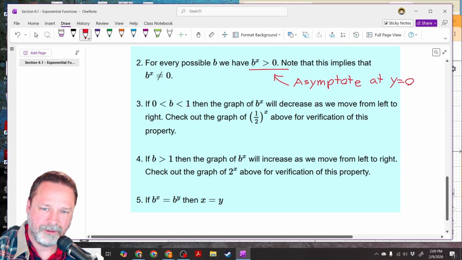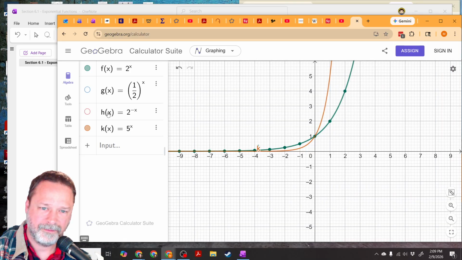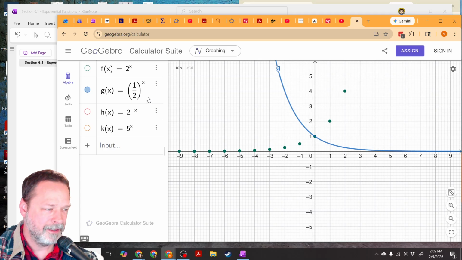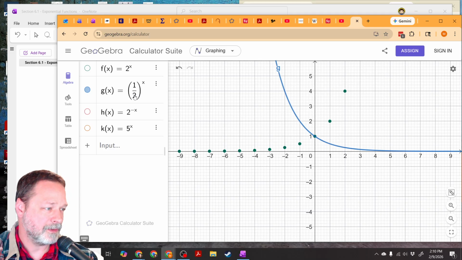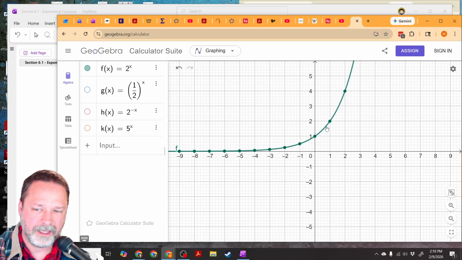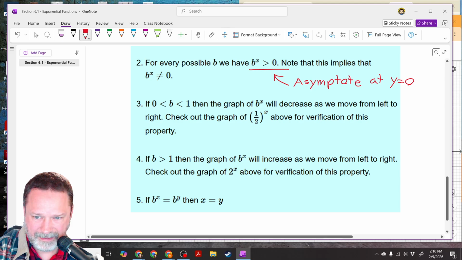If b, our base, is between 0 and 1, the graph of b to the x will decrease as we move from left to right. That is because, like the graph of 1/2 to the x, you're raising 1/2 to a power. As those powers get larger, you're multiplying a half times itself over and over again. You're getting smaller and smaller numbers. That makes a lot of sense. And likewise, if b is greater than 1, you're multiplying something greater than 1 times itself over and over again. It's getting larger and larger, so we're going to be going the other way. If the base is greater than 1, it increases from left to right. All right? And that is it.